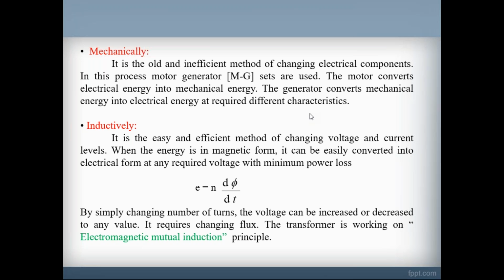See here, this type of energy we can achieve by the relation E = N dφ/dt. This is the induced EMF, where dφ/dt is the amount of flux change with respect to time. Now, what is the indication of N here in a transformer? In a transformer, what is the indication of N?